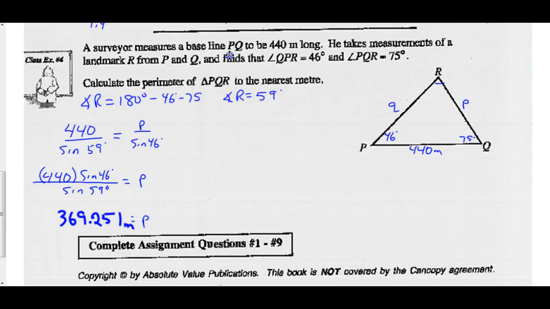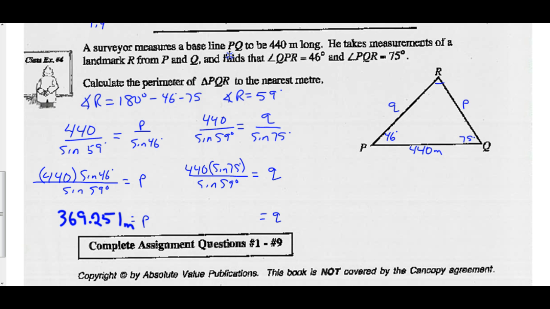Now let's do the same thing and find side Q. So we have our same ratio. We know that 440 over the sine of 59, that's our complete ratio, should equal little side Q divided by the sine of angle Q, and angle Q is 75 degrees. So when I want to solve this one, I multiply both sides by the sine of 75 degrees. So we do that. We get this equation, and that will give us side Q.